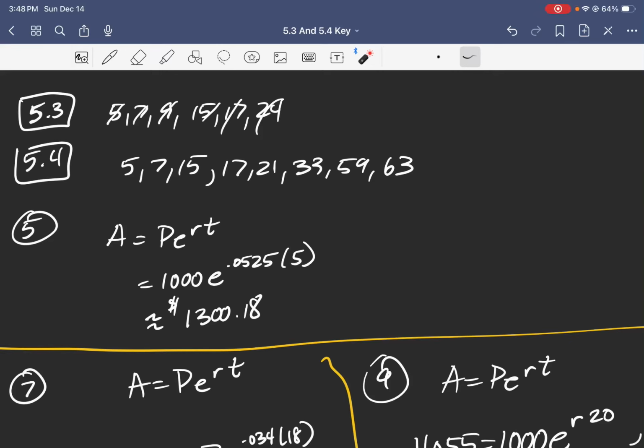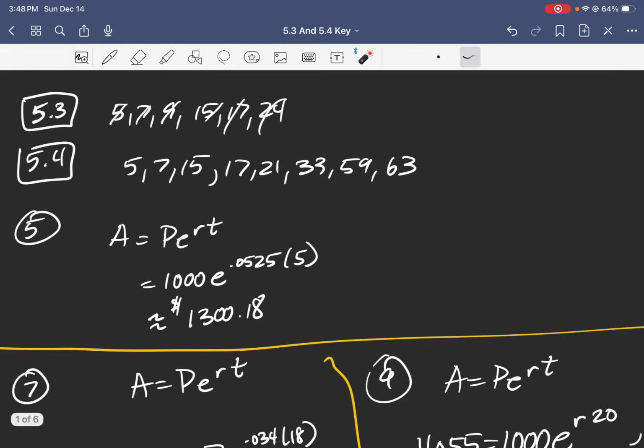5.3 and 5.4. When you look at number 5 in 5.3, we're going to use this formula because they told us that it was compounding continuously. They gave us a rate of 5.25%, and converting that into a decimal gives us 0.0525. Then they told us that it compounded for 5 years.